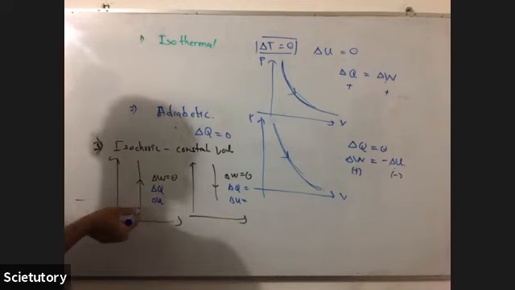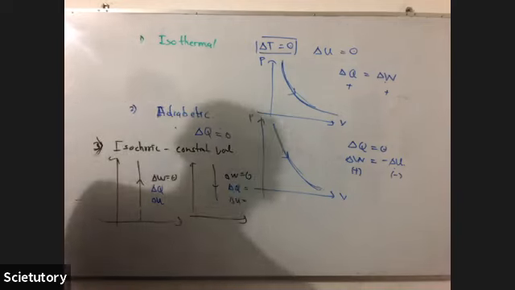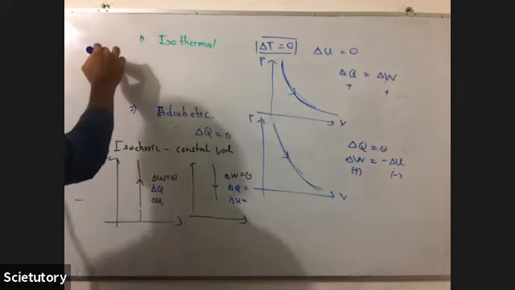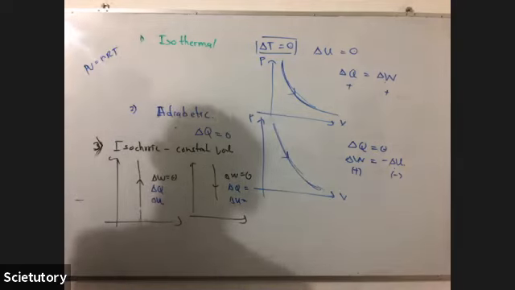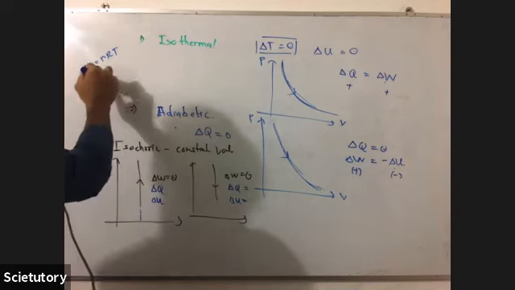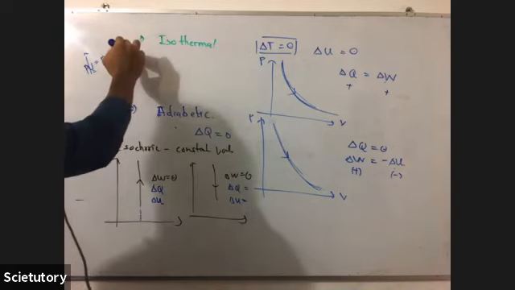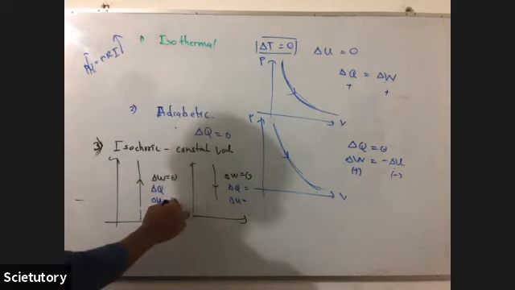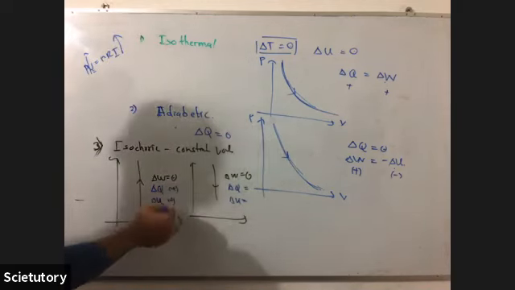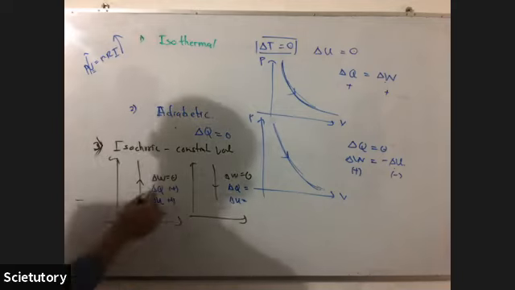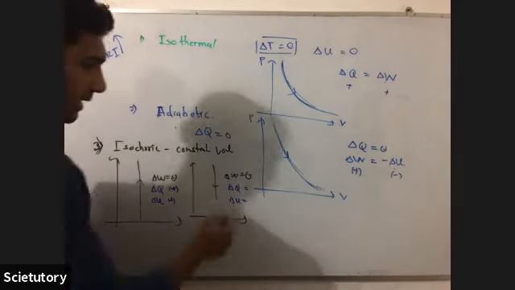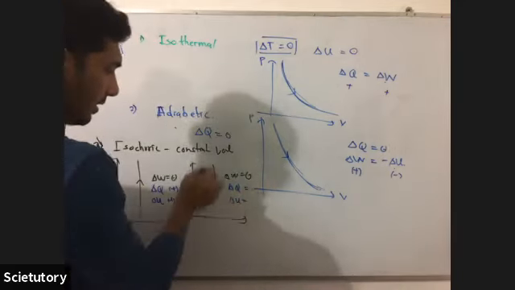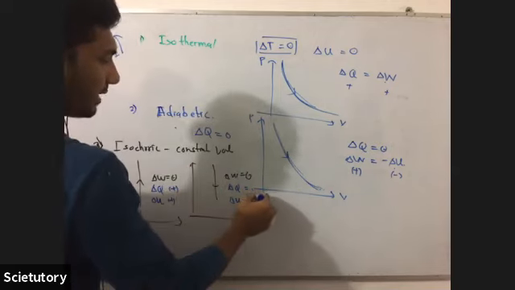Here, constant volume, the pressure has increased. So what should happen to the temperature? In PV equals nRT, constant volume, pressure is increasing, so the temperature should increase. So delta U is plus. Delta Q is also plus because delta W is 0, so delta Q is equal to delta U. Here, it's decreasing, so it should be minus.